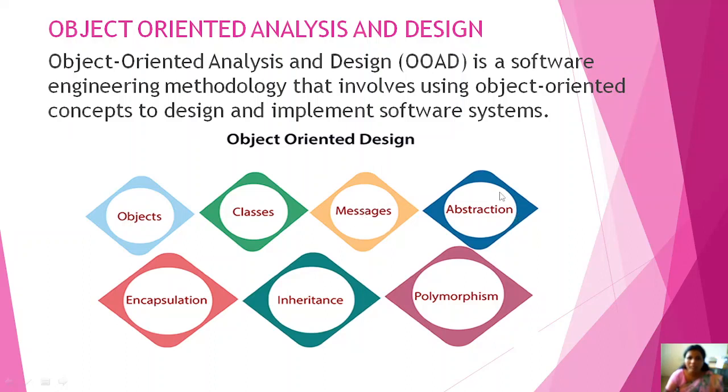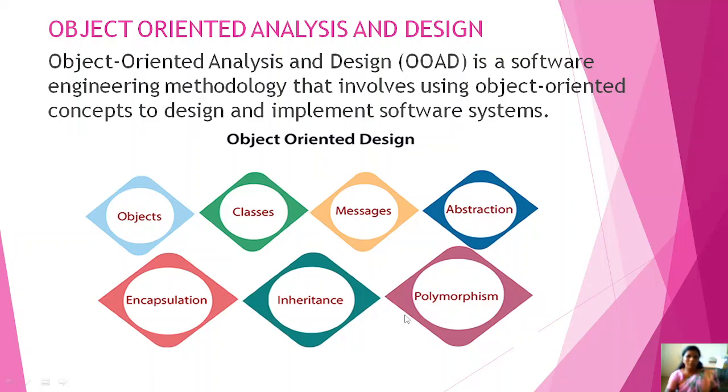The next one is data abstraction. Here essential details are stored and the irrelevant details are hidden. The next object-oriented concept is encapsulation. Wrapping up of data and member functions into a single unit is called encapsulation. The next object-oriented concept is inheritance. Here, a new class is derived from an already existing class by using inheritance. The last one is polymorphism. The ability to take more than one form is called polymorphism.